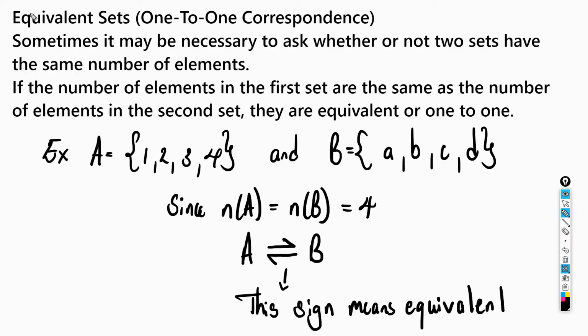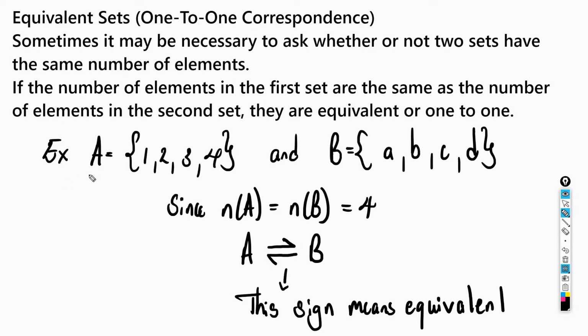Okay guys, so we're going to be looking at equivalent sets or one-to-one correspondence, right? It's the same thing. And it says sometimes it may be necessary to ask whether or not two sets have the same number of elements. If the number of elements in the first set are the same as the number of elements in the second set, they are equivalent or one-to-one, okay?